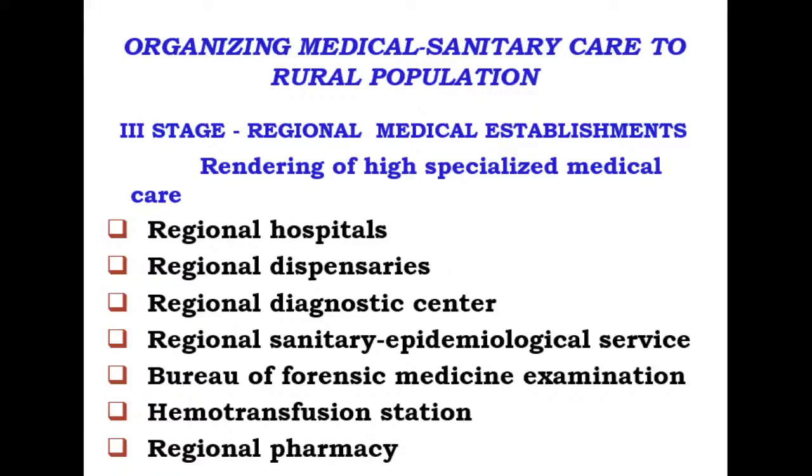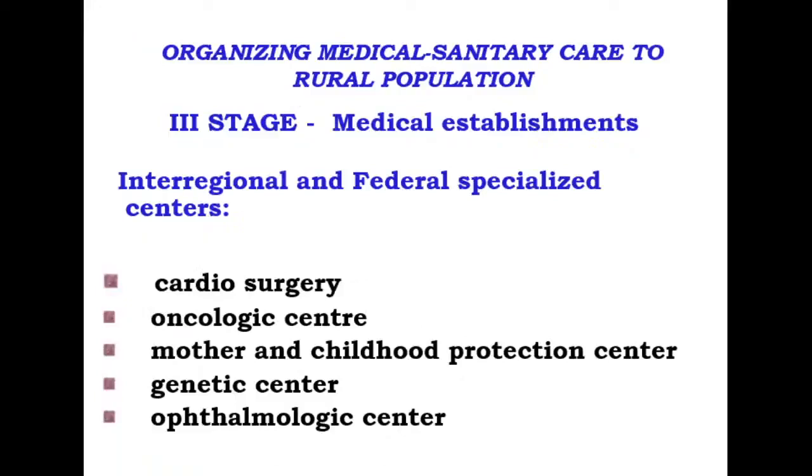The Bureau of Forensic Medical Examination, the blood transfusion station and the regional pharmacy are establishments which participate in all stages of organization for the rural population. In the third stage, cardiosurgical medical help is also organized, along with the oncological center, mother and childhood protection center, genetic center, and ophthalmological center.